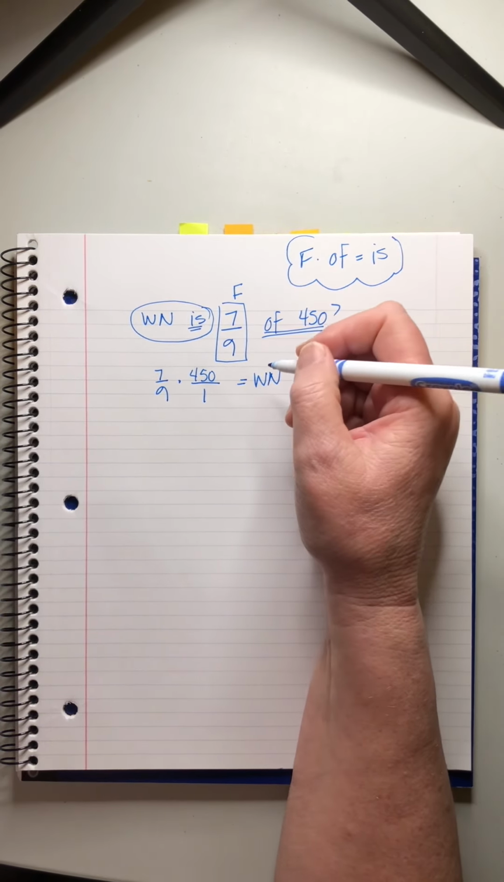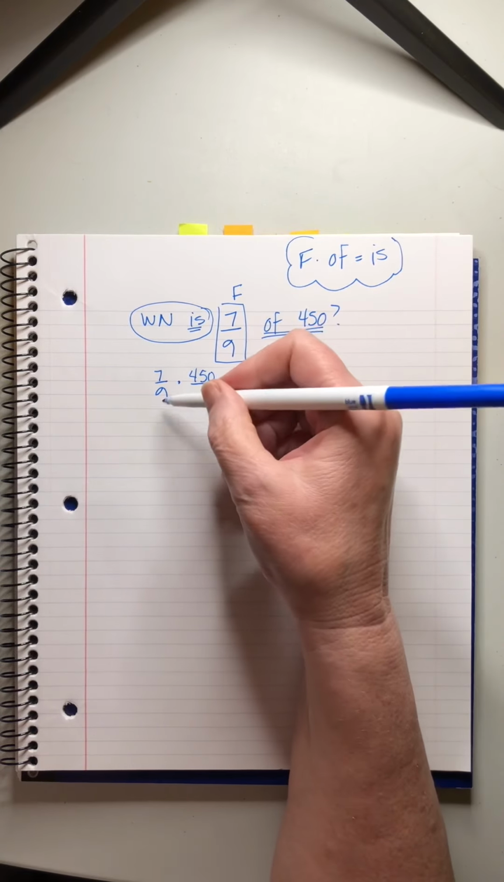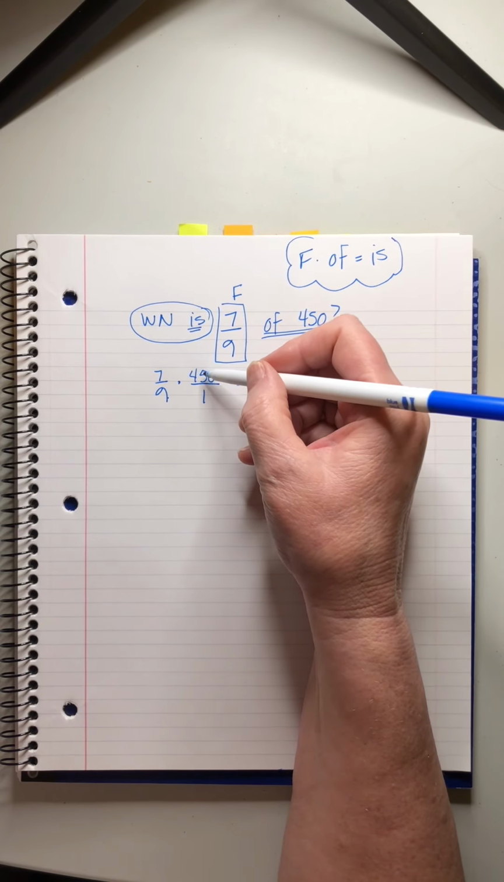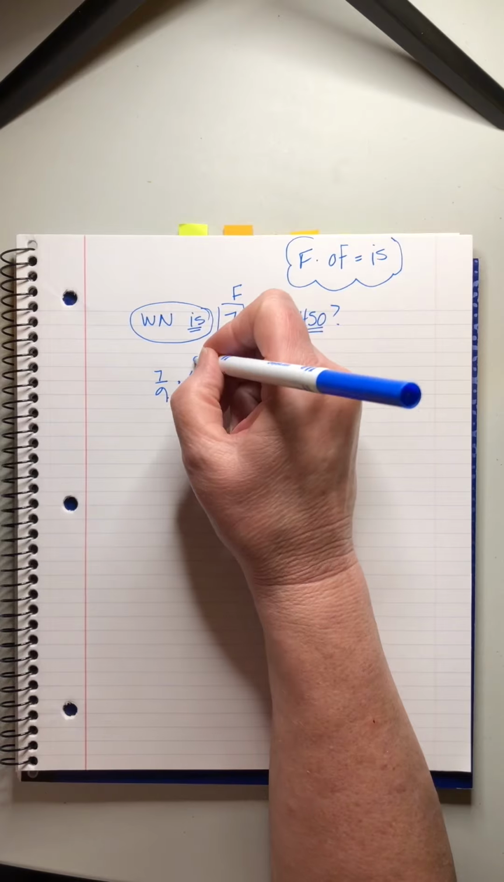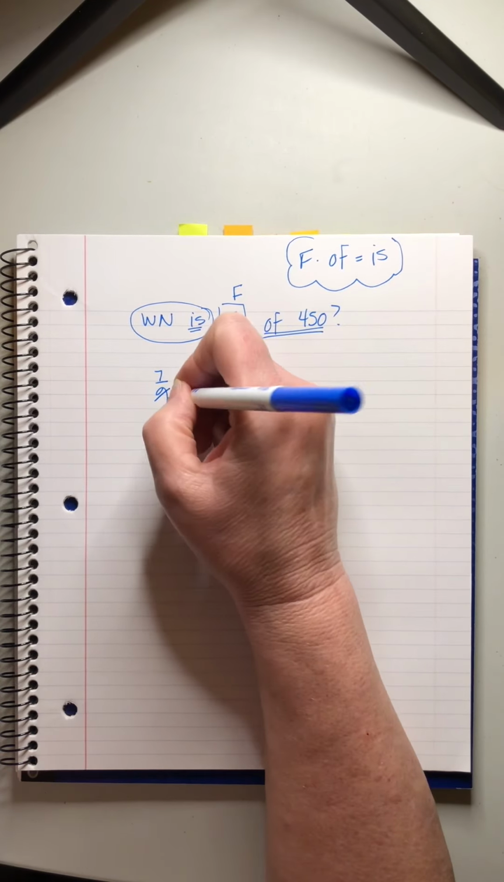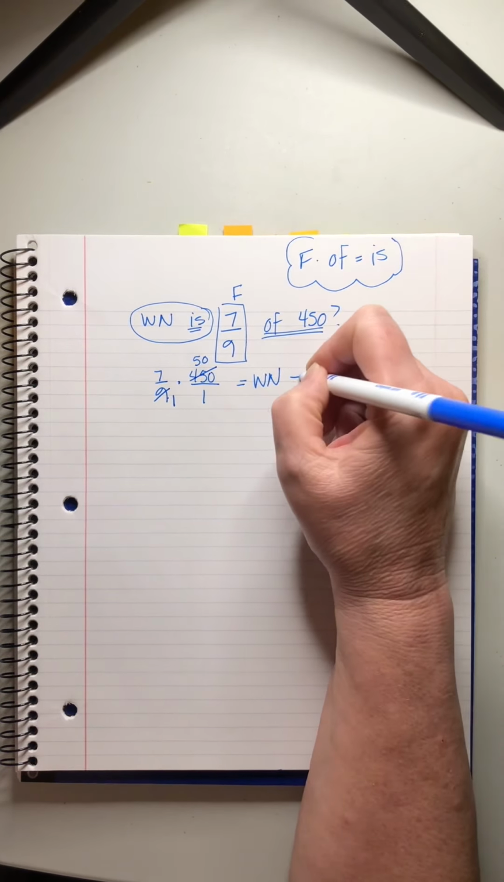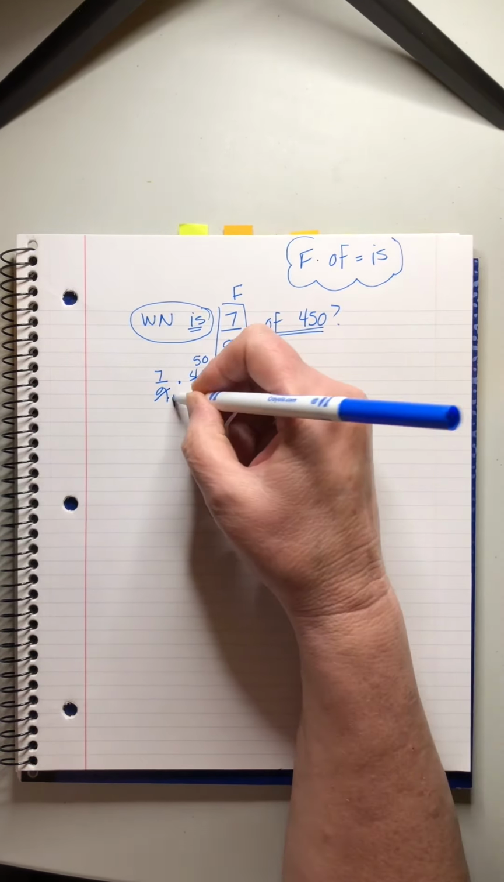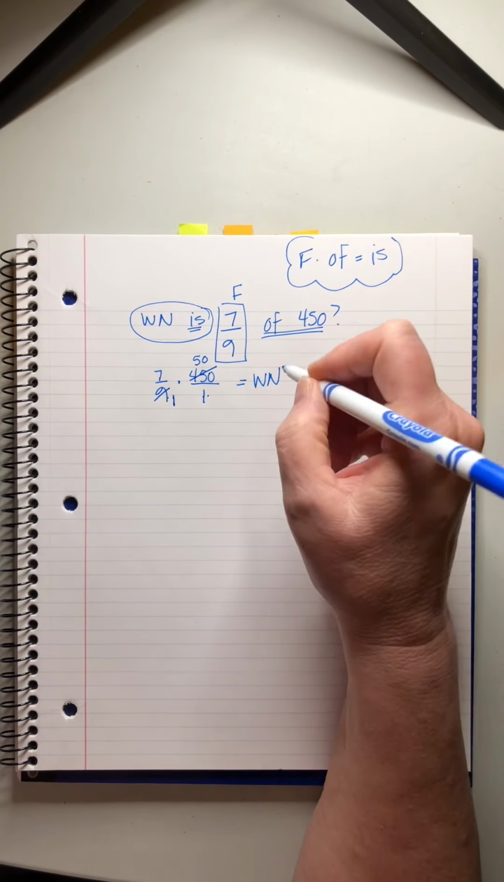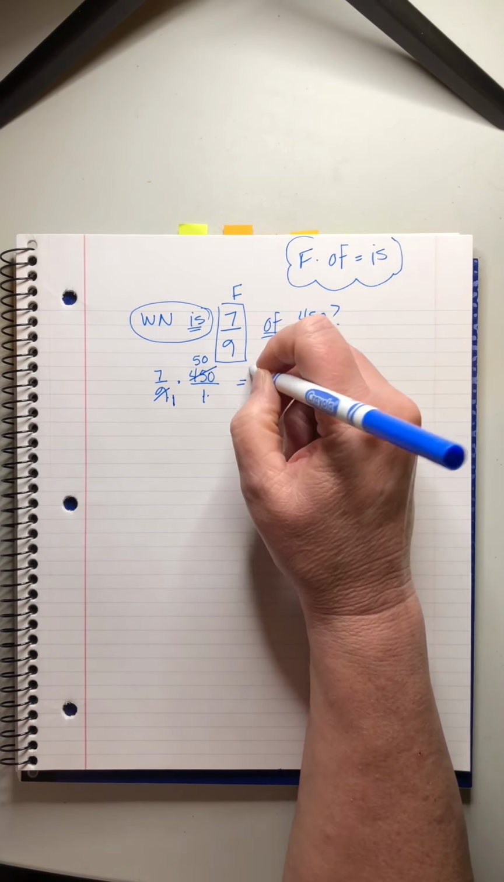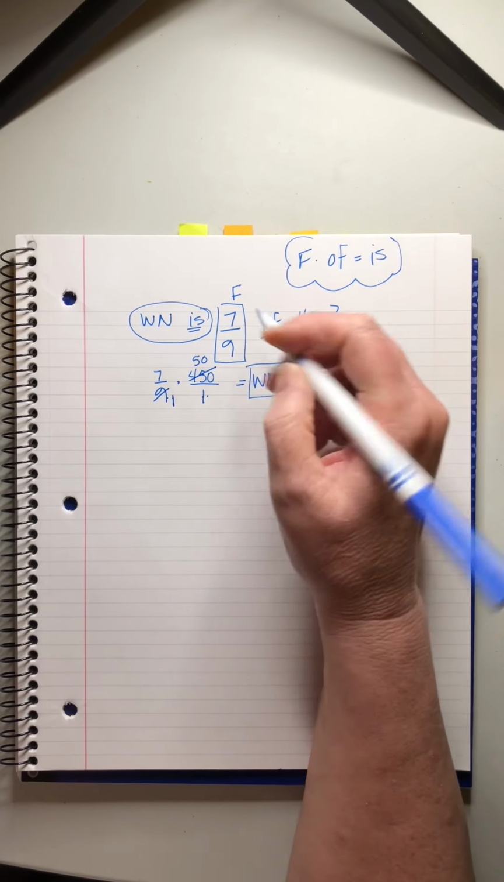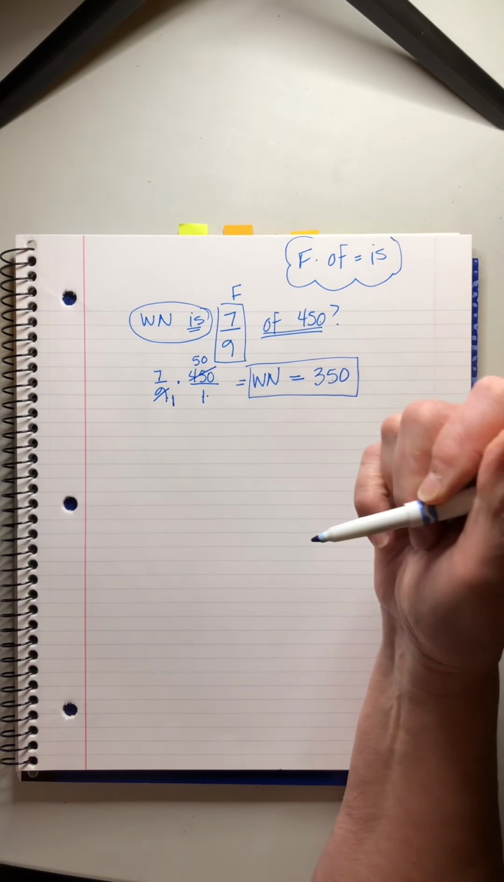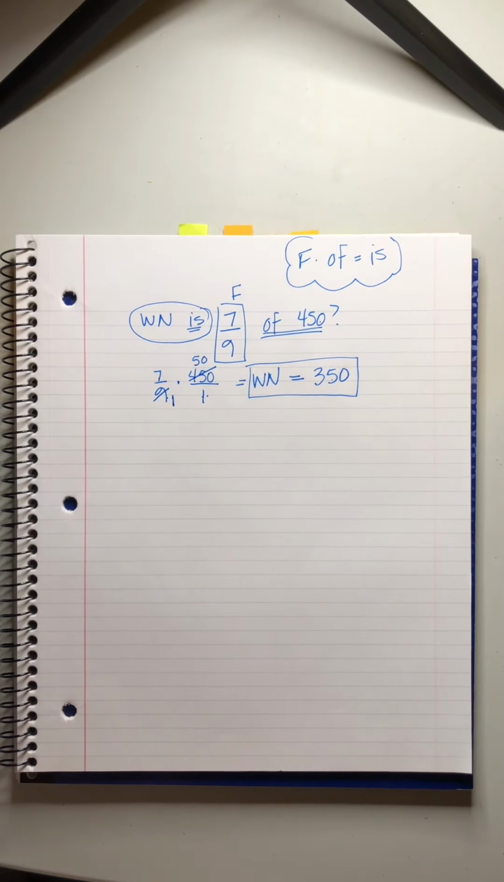And now all we have to do is simplify this. 9 goes into 45 5 times, so this would be 50, right? And that goes to a 1. And then once the denominators are both 1s, we know there's nothing more we can do. 7 times 50 would be 350. So 7/9 of 450 equals 350. Yay! We are done with lesson 48.